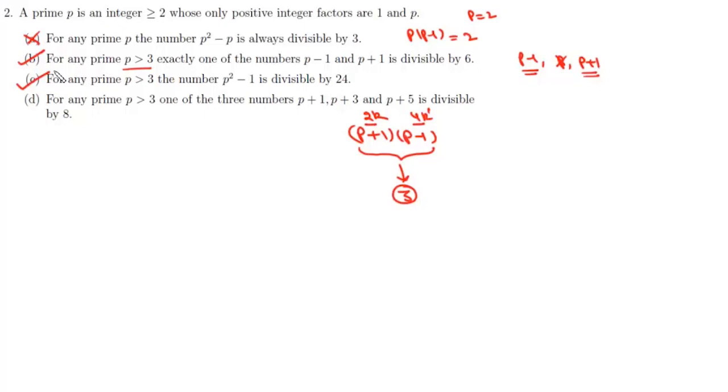Now the next one, for any prime p greater than 3, one of the three numbers p plus 1, p plus 3 and p plus 5 is divisible by 8.